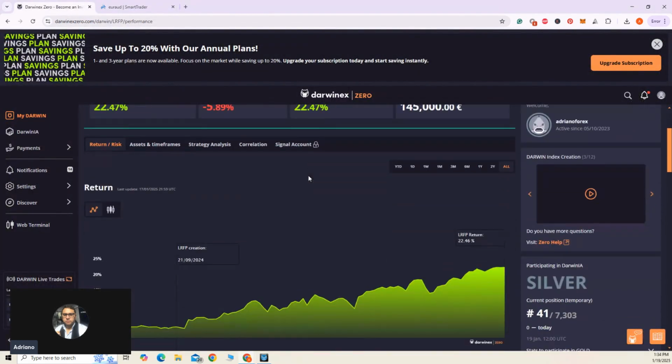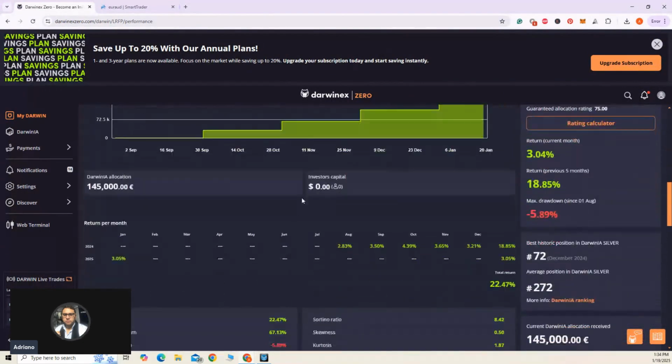Darwinex account. And you see that I have been profitable for the past 1, 2, 3, 4, 5, 6 months. As you can see here, 2.83 in September, 3.50 in October, 4.39 in November, 3.65 in December, 3.21, and this month a little bit over 3% profit just by using supply and demand.